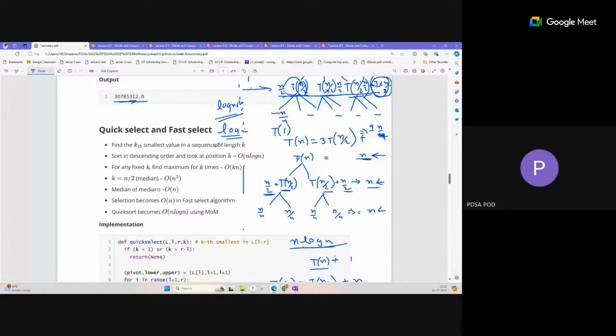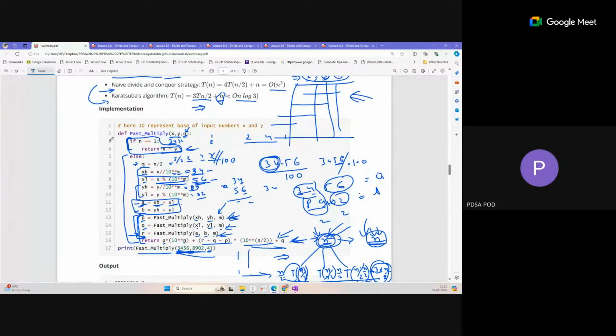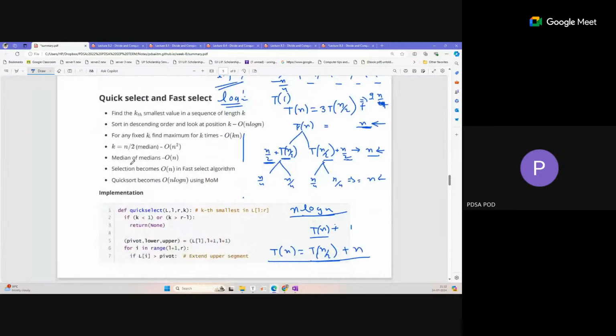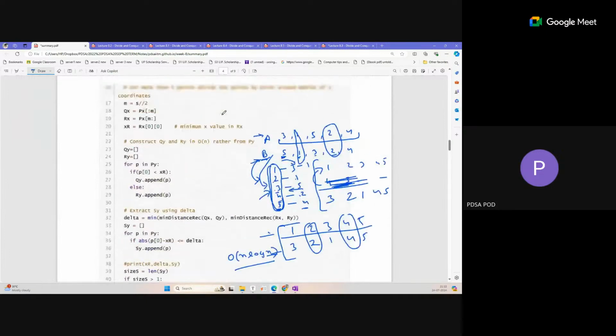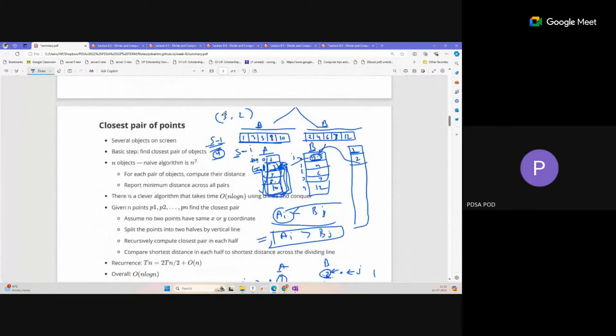So I'll calculate the complexity of each after covering all these topics first. The next algorithms are quick select and fast select. There is one more algorithm I think is left, that we missed here, the closest pair of points. This is one more algorithm which is discussed.